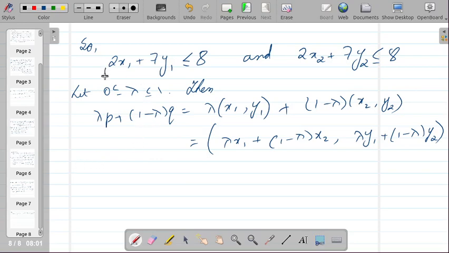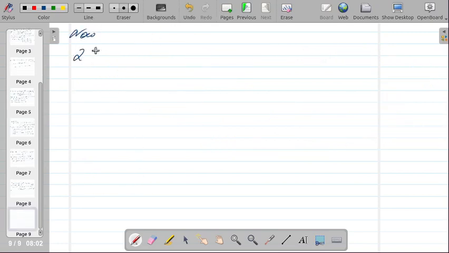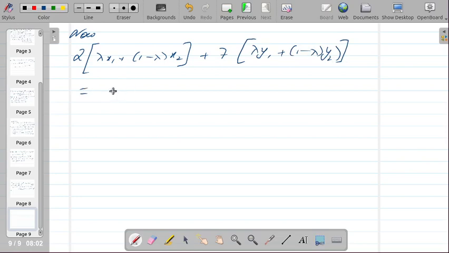Now we have to check whether this condition is satisfied or not: 2 times this coordinate plus 7 times this coordinate is less than or equal to 8 or not. Let us keep this one as inequality 1 and the other as inequality 2, so that we can use it somewhere. Let us compute now 2 times (lambda x1 plus (1 minus lambda) times x2) plus 7 times (lambda y1 plus (1 minus lambda) times y2). You collect all the lambda together. This is lambda into (2x1 plus 7y1) plus (1 minus lambda) into (2x2 plus 7y2).